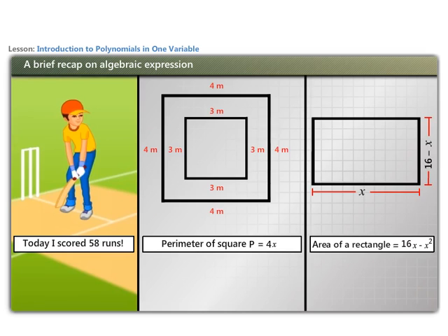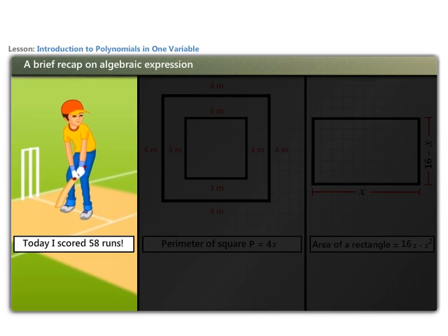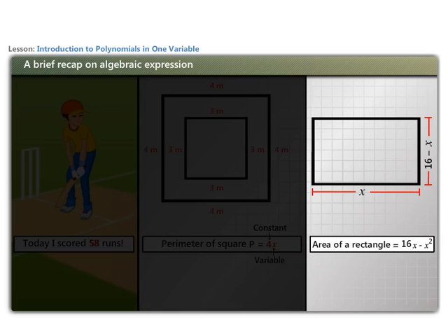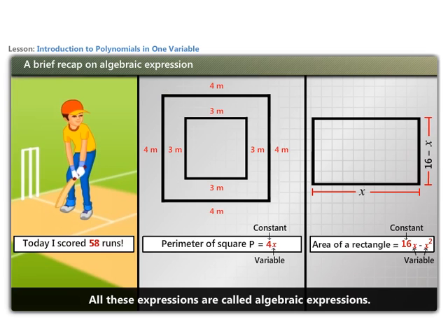Then, there are some situations like these. Let's look at all the 3 situations side by side. In the first case, we just have numbers. In the second case, we have a constant and a variable together. In the third case, we have a constant and a variable plus a mathematical operation of subtraction. All these expressions are called algebraic expressions.